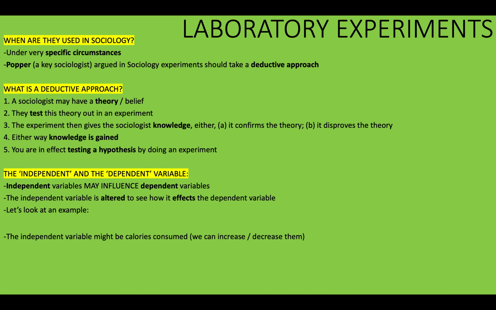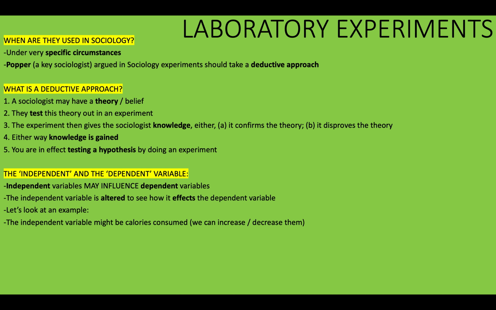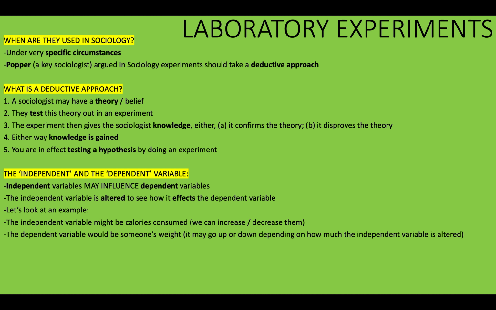So let's look at an example. The independent variable might be the number of calories that someone consumes. We can either increase them or reduce them. Okay, so that's the independent variable. The dependent variable would be someone's weight. It might go up or down depending on how much the independent variable is altered. Okay, so cause and effect. The independent variable is the cause, so calories would be the cause of weight going up or down, and the dependent variable is the effect. Don't forget that, please.